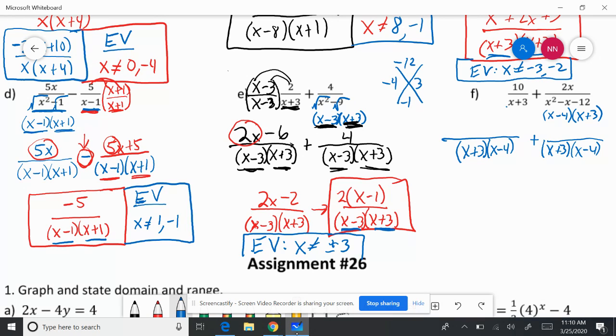For the first term, it has the x plus 3. It's missing an x minus 4. So what I'm going to do is I am going to multiply it by the x minus 4. And when I do that, I get 10x minus 40. If we're looking at this one, it has the x minus 4. It has the x plus 3. So bringing down the 2x. 10x plus 2x gives me 12x. And then I have a negative 4.